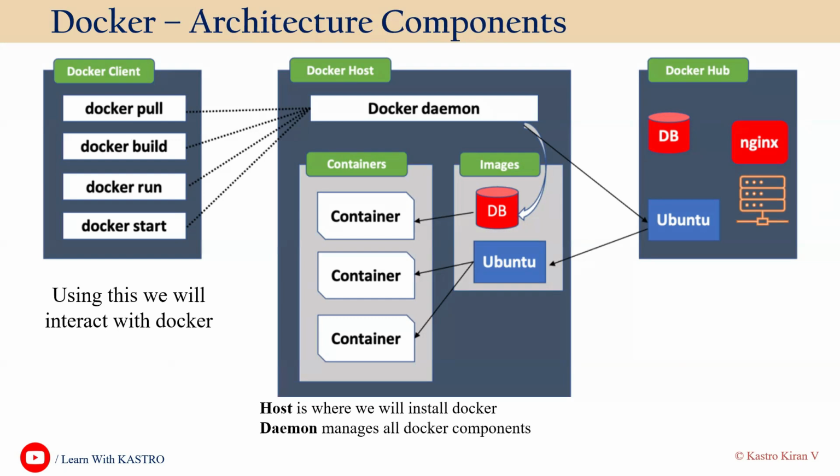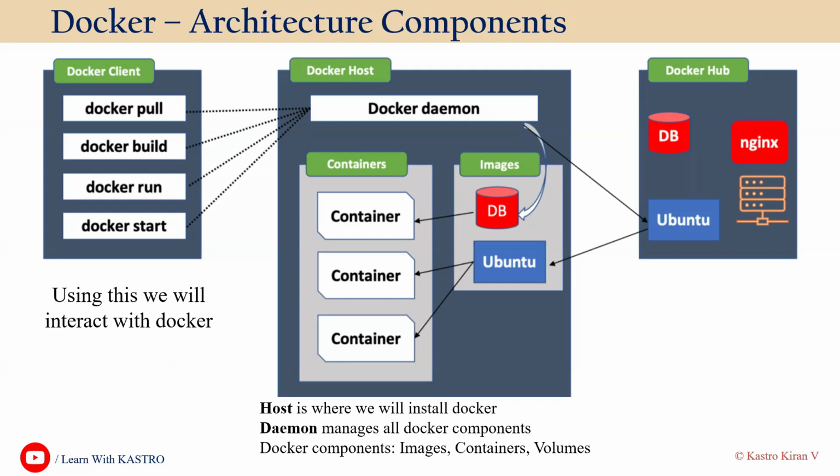Inside the host, we will have the Docker daemon. The daemon is something that is going to manage all the Docker components. Now, what are the different Docker components? Docker images, Docker containers, and Docker volumes come under the Docker components. So the host is the place where we install Docker, and there we have the Docker daemon, which manages all the Docker components: the containers, images, and Docker volumes.